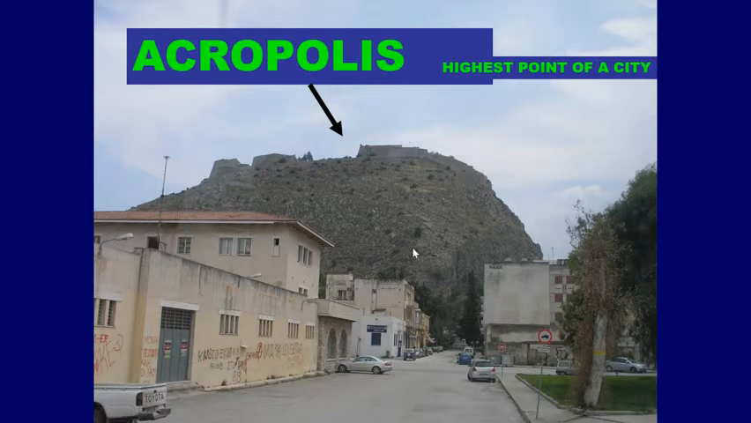All right, I want you to write this term and definition down. An acropolis is the highest point of a city. And right here we have this big hill jutting out of this city, and then on top of it is built a temple.